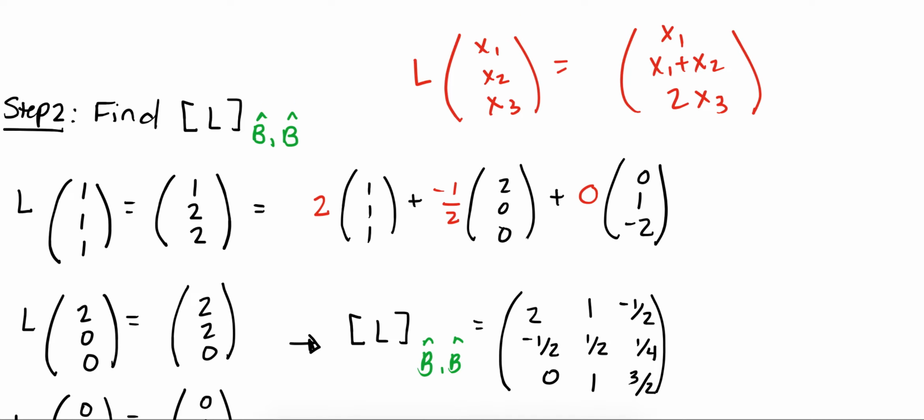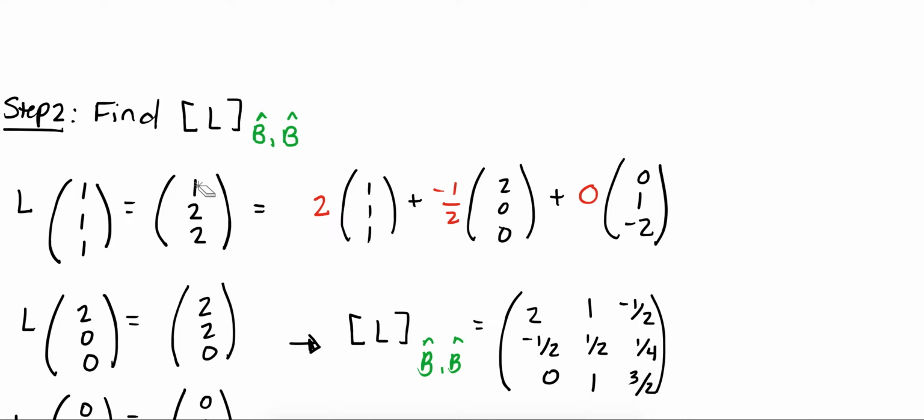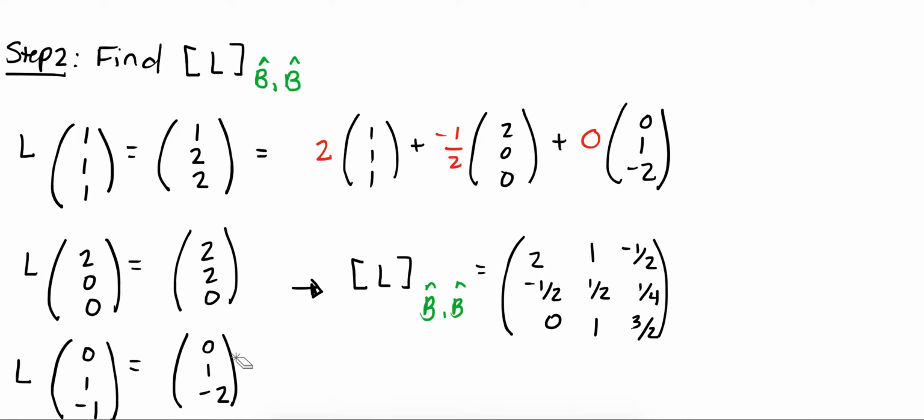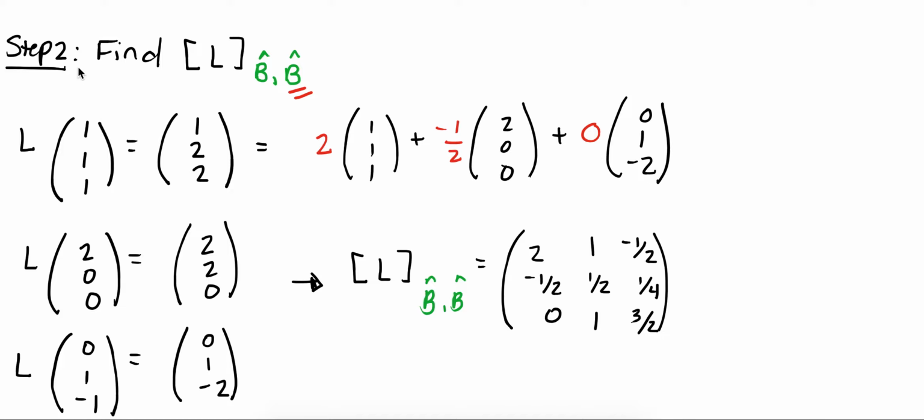So once you figure out these columns here, what you get when you plug in the basis vectors, what's the next step? You need to write each one of these vectors in terms of this basis. So you write (1, 1, 1), (2, 0, 0), (0, 1, -2), because that was the original basis.